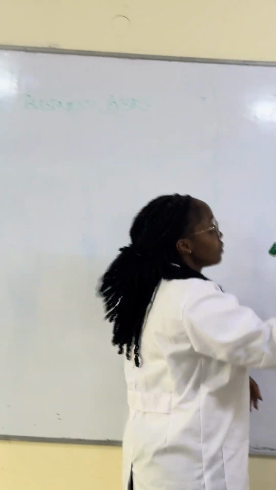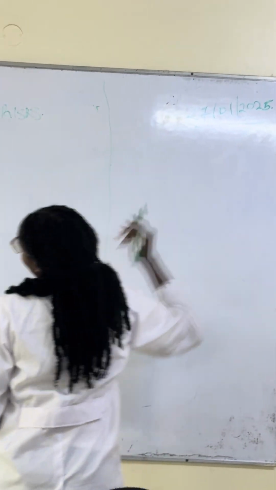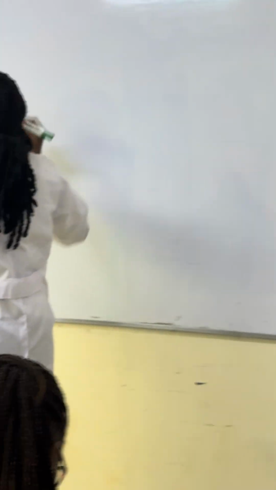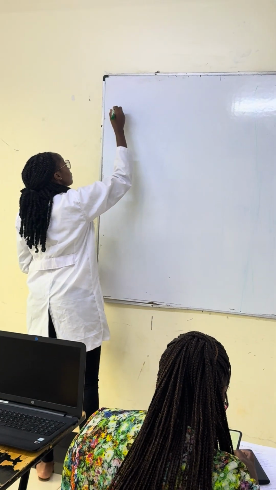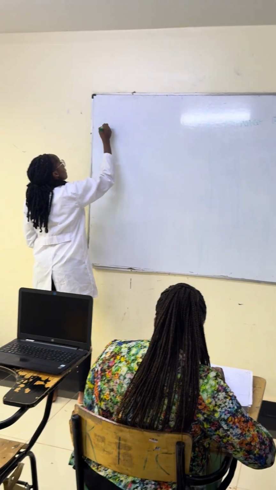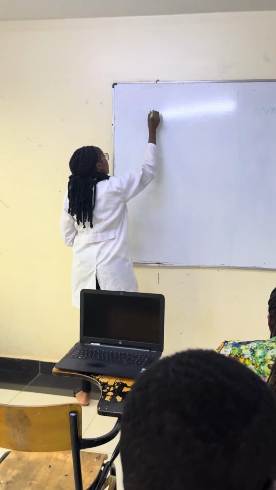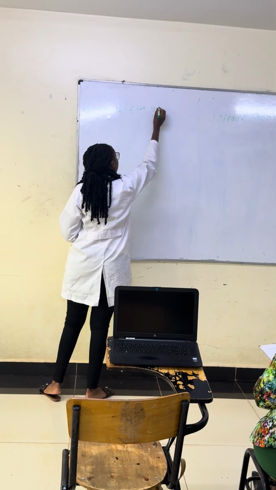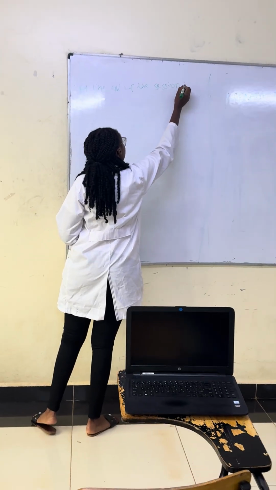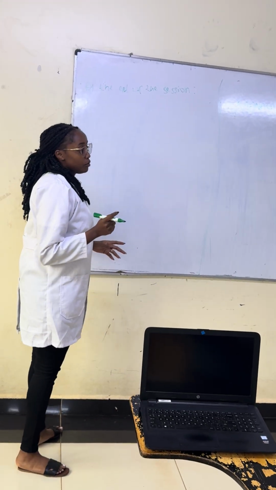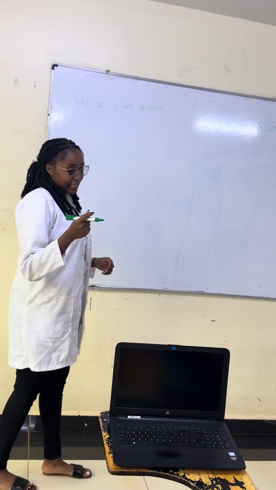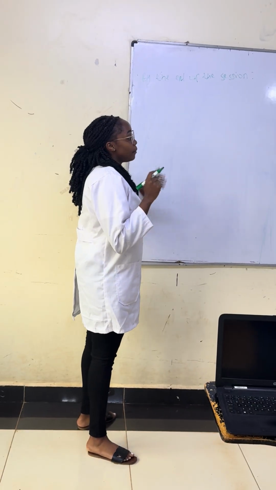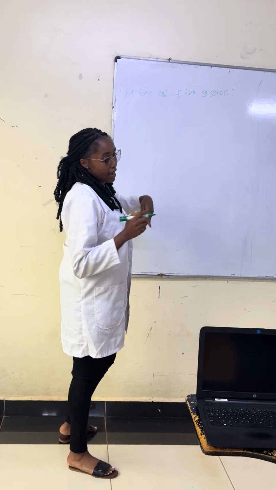So today is the 27th. Okay. So by the end of the lesson, you should be able to explain or rather define what business risks are.